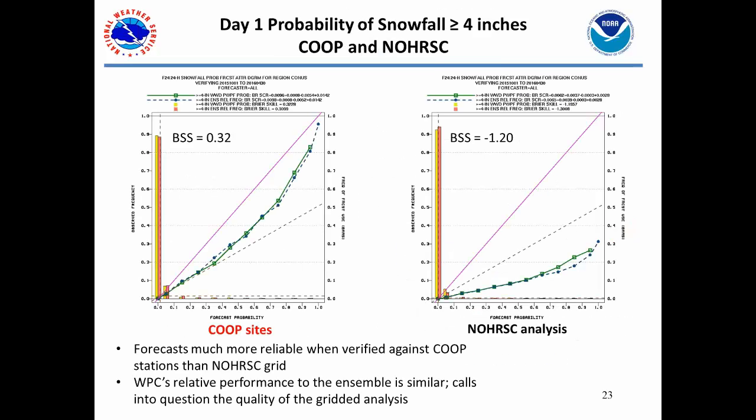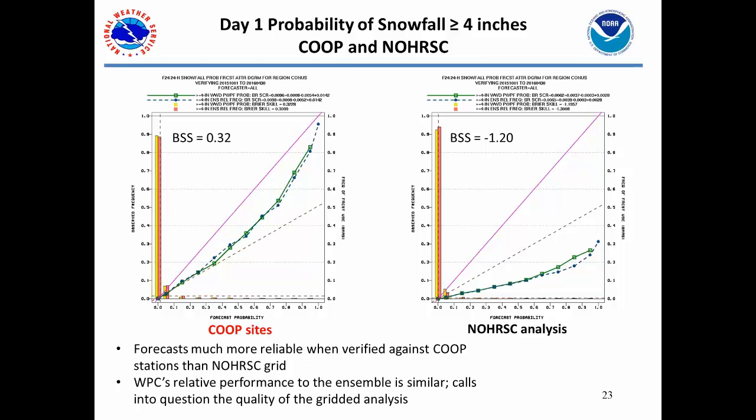Here's an example of some actual verification. This is verifying our day one probability of snowfall exceeding 4 inches against co-op sites and the NOHRSC analysis. The figure on the left shows our verification relative to co-op sites. You can see that our forecasts were decently reliable. There was a tendency to over-forecast. For example, if our predicted probability was around 75%, the actual event only occurred around 50% of the time. And you'll note our Brier skill score is a positive 0.32, indicating we do have skill relative to a climatological forecast.